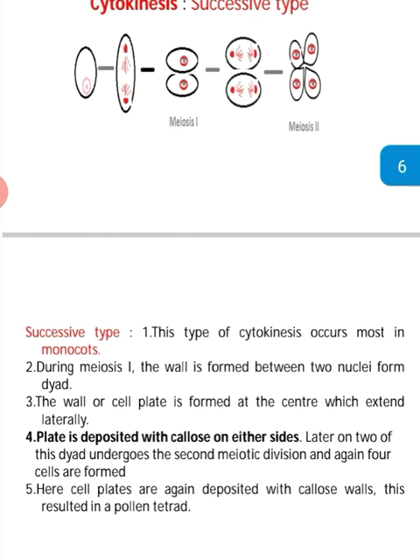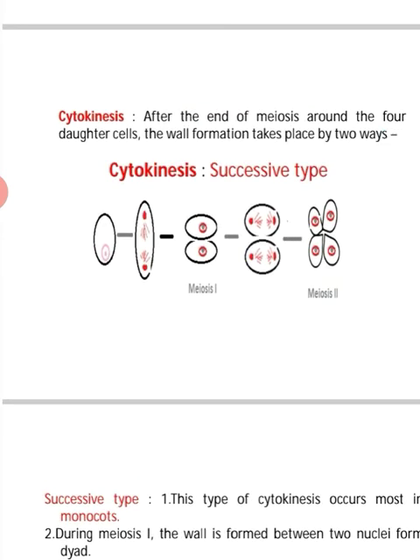This resulted in a pollen tetrad. Look here, this is a successive type of cytokinesis. This is the pollen mother cell or a microspore mother cell. This is the first meiotic division. Two cells are produced, and this is the wall, callose wall. It is developed from either side.